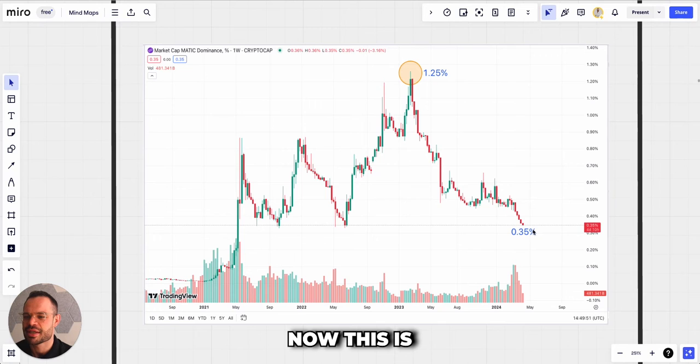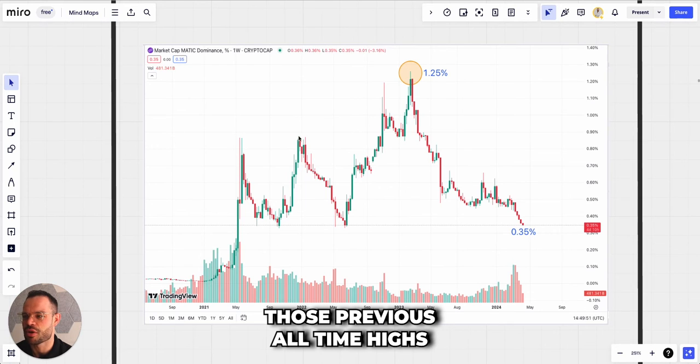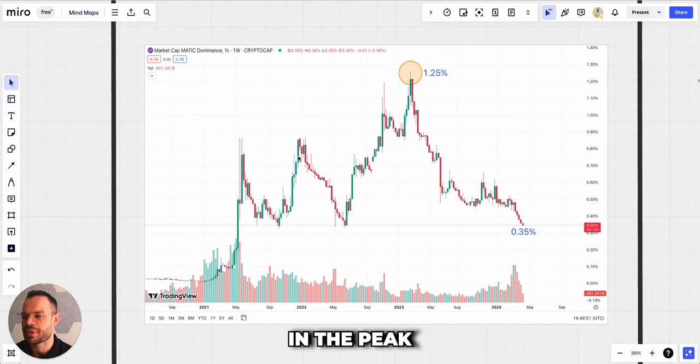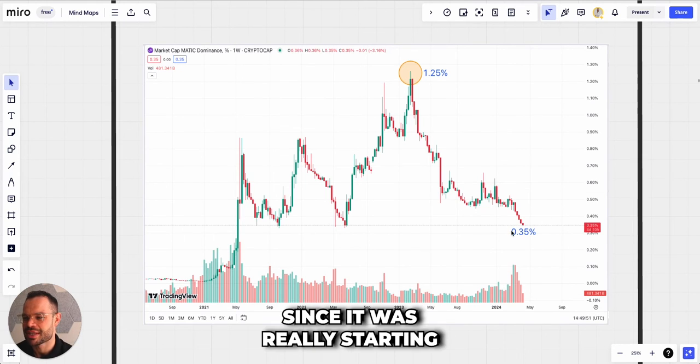Now, you could say it's healthy compared to a lot of other smaller tokens. However, it has seen highs previously of upwards of 1.25% market dominance. When it was putting in those previous all-time highs in the peak of the last bull cycle, it was also up closer to the 1% mark in terms of market dominance. So it is definitely down at some of the lowest dominance levels since it was really starting to break into the last bull cycle.